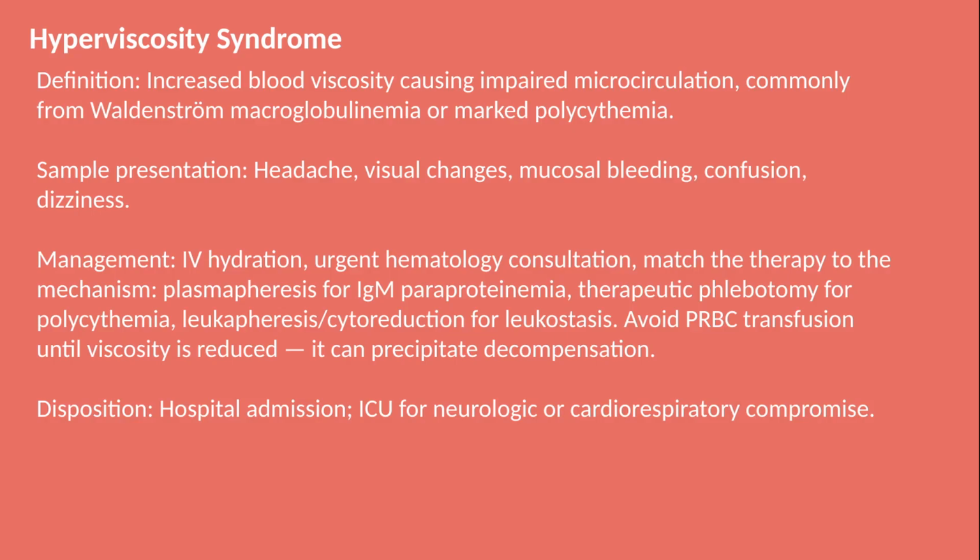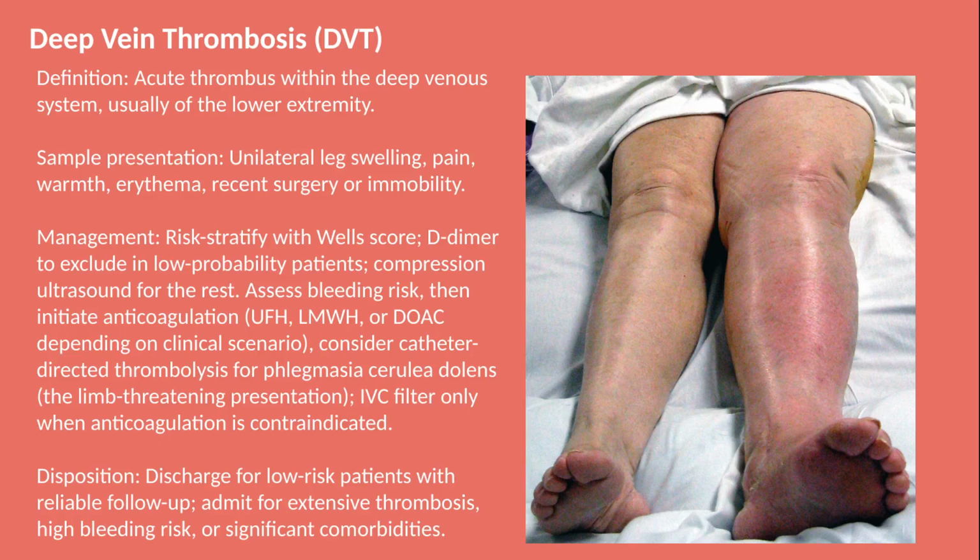Admit ICU for neurologic or cardiorespiratory compromise. Deep vein thrombosis is acute thrombus in the deep venous system, usually the lower limb. The presentation is unilateral leg swelling, pain, warmth, and erythema, frequently with a provoking factor: recent surgery, immobility, malignancy, pregnancy, or hormone therapy. Diagnose with compression ultrasonography using the Wells score and D-dimer to decide who needs imaging.